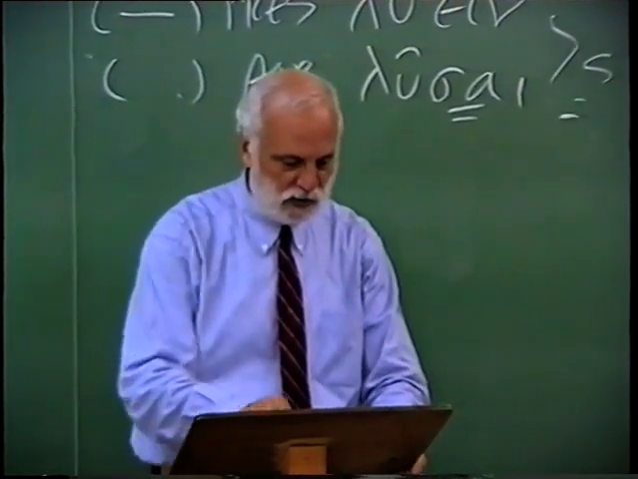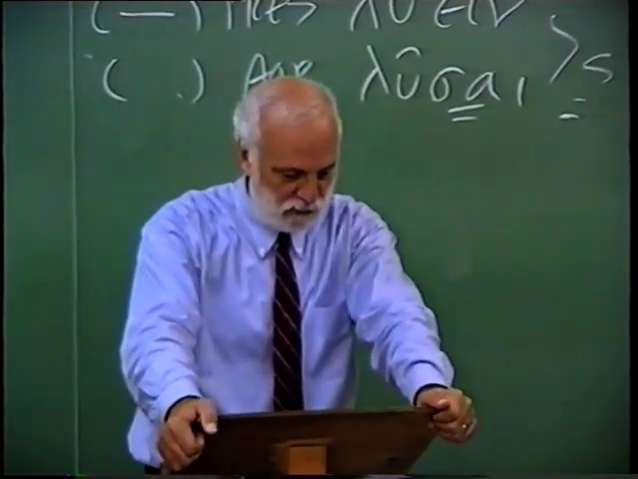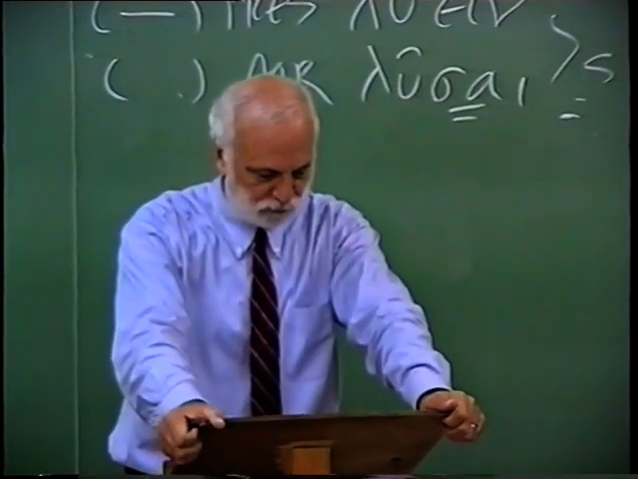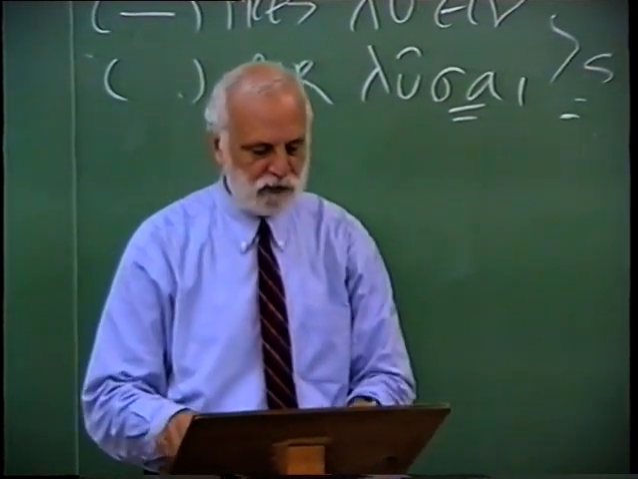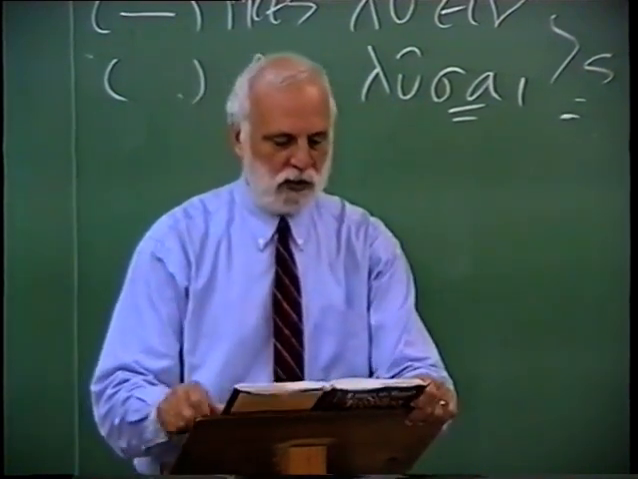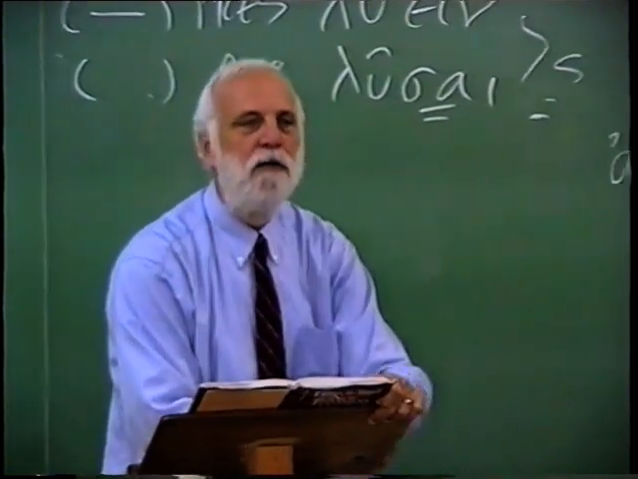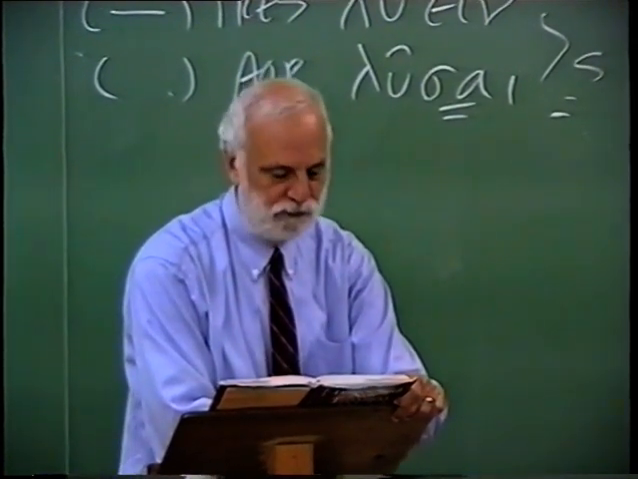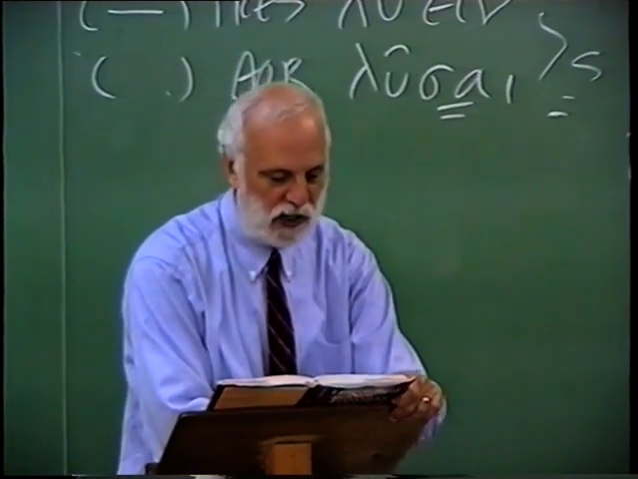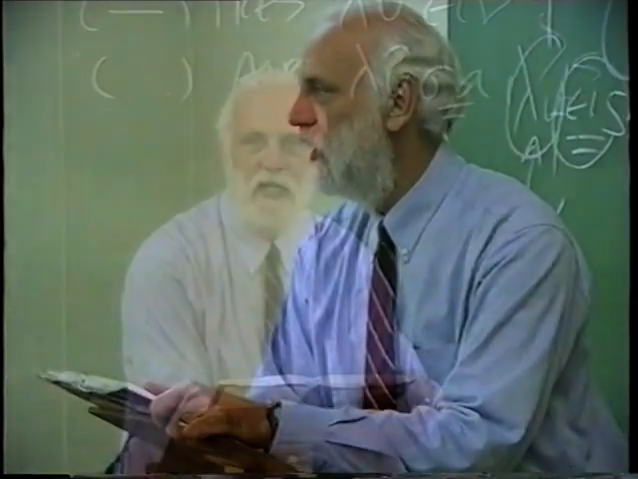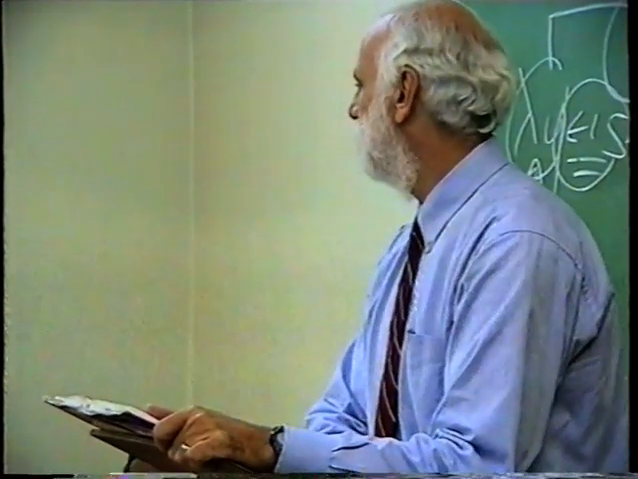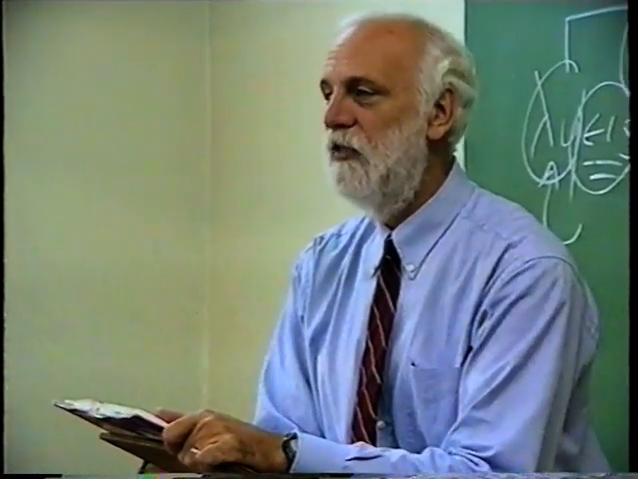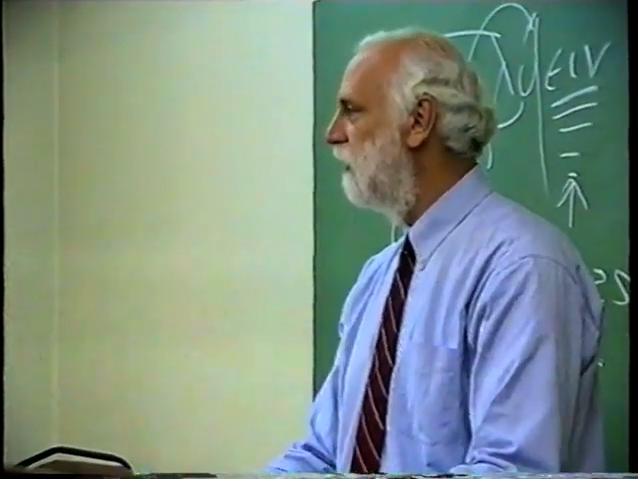If you will, turn the page to the forms of the infinitive, page 148. Let's go over the forms of the infinitive. We have the active, the middle, and the passive. The present active is luein, the aorist active is lusai, and the perfect active is lelukenai. By the way, the two most common uses of the infinitive, or tenses of the infinitive, are the present and the aorist. You will rarely, if ever, see a perfect infinitive.